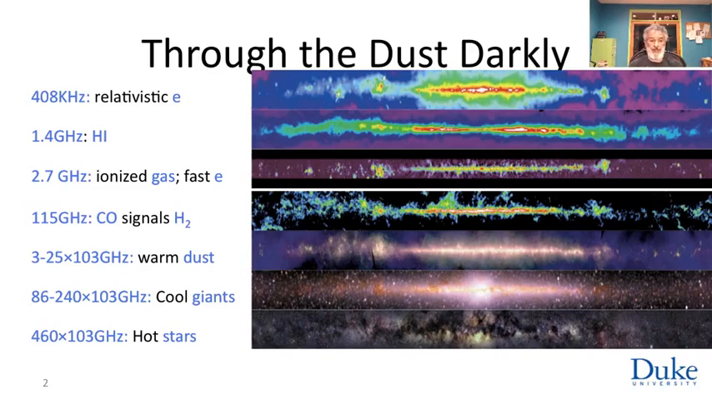At a slightly higher frequency and a slightly shorter wavelength, at 1.4 gigahertz, we have an extremely important measurement. The wavelength corresponding to 1.4 gigahertz is about 21 centimeters, and this is an important frequency because it allows us to see clouds of neutral atomic hydrogen.